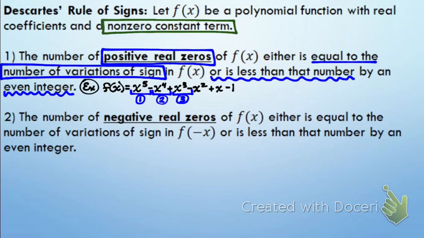Fourth term is negative. Fifth term is positive. So I have another change in sign here. I'm up to 4 sign changes so far. Fifth term is a positive, and my very last term, my constant, is negative. So I have another sign change here. So there are 5 total sign changes.